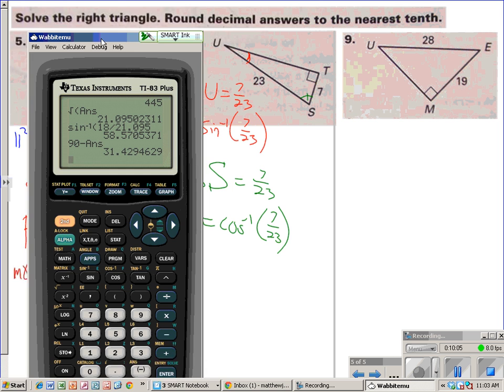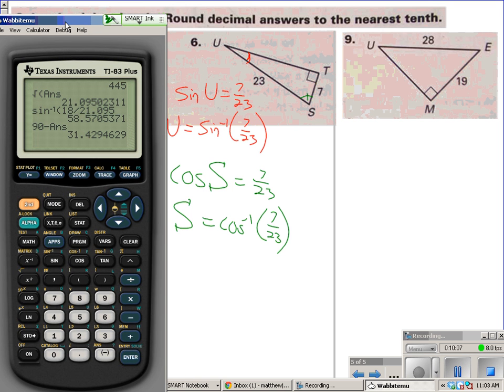Okay? And you can do that third example on your own. Try it out. When you get into class, ask me and I'll take a look at it and see how you did on it. But this is how we're solving right triangles.